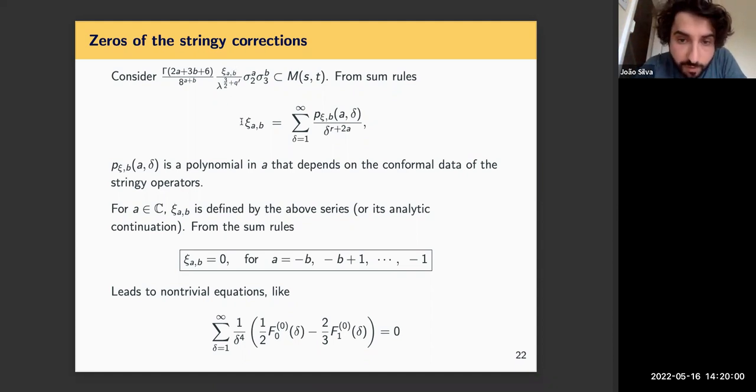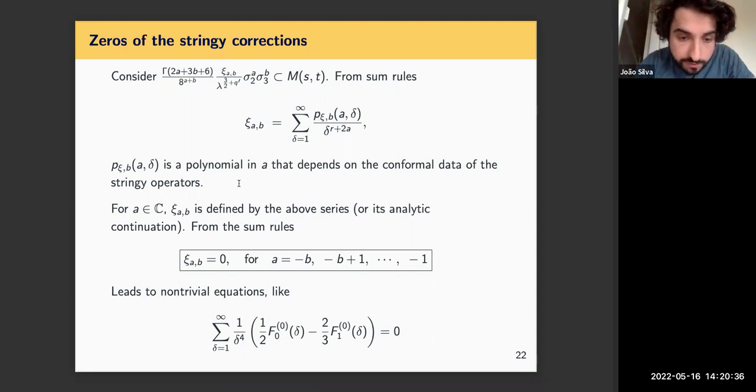Now, from our sum rules, this psi AB turns out to be equal to a series in this way, where P is a polynomial in A that depends on the conformal data, and delta is this parameter that you see here that is being summed. Notice that this formula makes sense for A in the complex plane, because it makes sense when the series on the right-hand side converges. And when the series does not converge, you can define the analytic continuation. This is something that we didn't know without the sum rules.